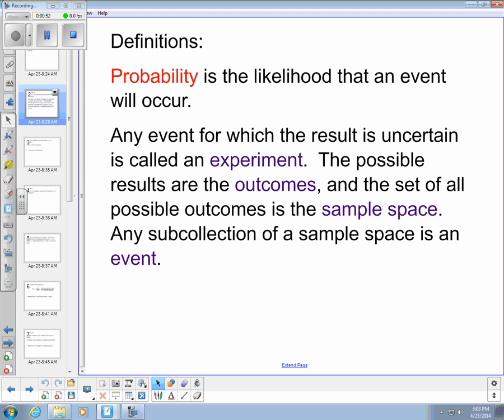Some other definitions you're going to need. An event for which the result is uncertain is called an experiment. So if I'm flipping a coin, that is an experiment because I don't know how it's going to turn out. The possible results are called outcomes. And the set of all the possible outcomes is called the sample space. And then any subcollection of the sample space is an event. Okay, so if I'm asking for the probability of flipping a coin and getting heads, then the chances of getting heads, that's an event. The sample space would be the total number of ways it can turn out.